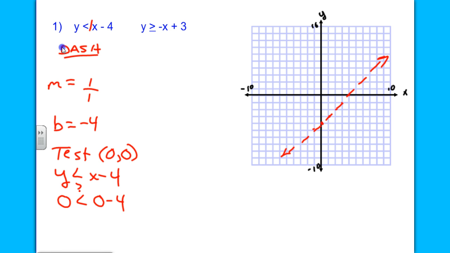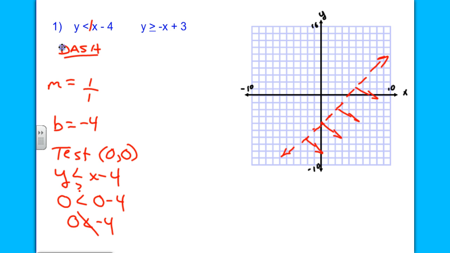Is 0 less than 0 minus 4? No. I mean, really, 0 minus 4 is -4. So this is not true. The test point doesn't work. So we will shade away from the test point. This way. So you may lightly shade with a pencil, or you could use these arrows showing where you would shade. But we're not ready to do the heavy shading until we have found the other shaded region, right?